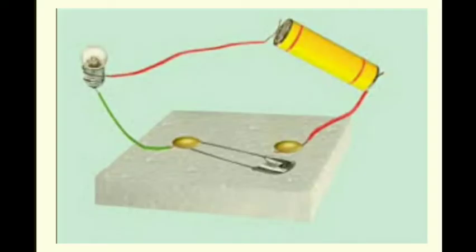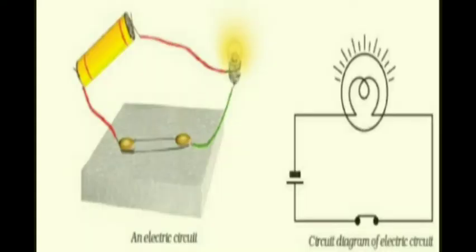Now let us make the electric circuit. Do you remember what an electric circuit is? The path followed by electric current from the positive to the negative terminal of the cell is called an electric circuit. Do you remember that we made an electric circuit with the help of a safety pin? Now in this case, the bulb is not glowing. Why? Because the switch is in the off position. But in this case, the bulb is glowing. Why? Because the switch is in the on position.